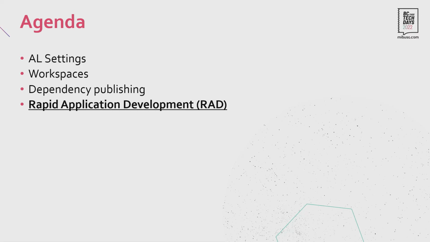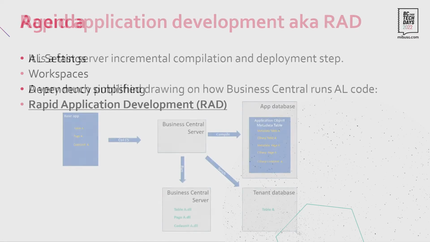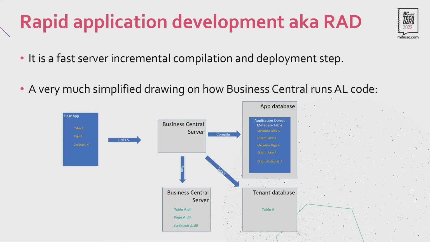So let's briefly talk about RAD. I will try in like 3 slides to explain what's going on beneath. So what is Rapid Application Development? This feature set was introduced I think 4 years ago or even more. What it serves is a fast incremental compilation and deployment step in one. All these things are happening on the server, so this is a server thing and not a Visual Studio Code thing. I will try to explain what RAD is, so you will see that it's probably worth using it.